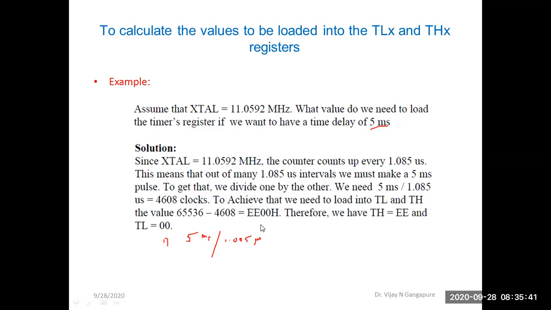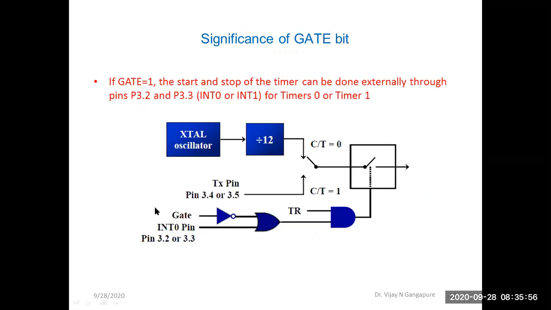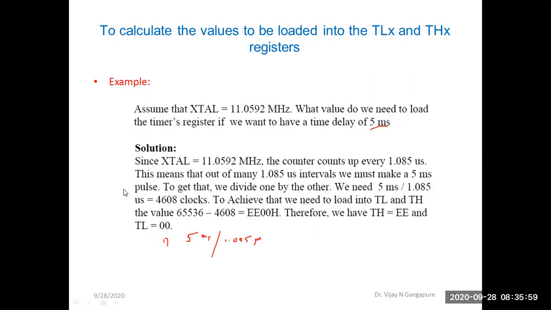Then what is the initial value you should load into the TH and TL registers? You should load 00 in the TL register, and you should load EEH into the TH register, of either timer 0 or timer 1. In this way you can do calculations. Okay, so in this way we can program timer 0 or timer 1 in mode 1 to generate time delay. Very important is to calculate the initial value to be loaded into the TL and TH registers to generate a desired time delay.